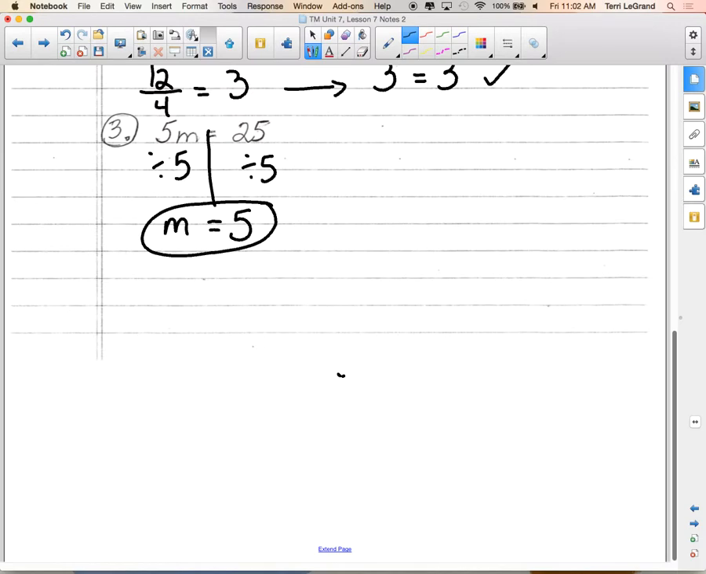Did we do check problems for those two? We did. Let's just go over here and do it. Check. We have M equals 5. So we're going to substitute 5 in for the M. It's 5 times M, so it's going to be 5 times 5. Five times 5 is 25. Bring down our equals, bring down our 25. True or false statement? True.